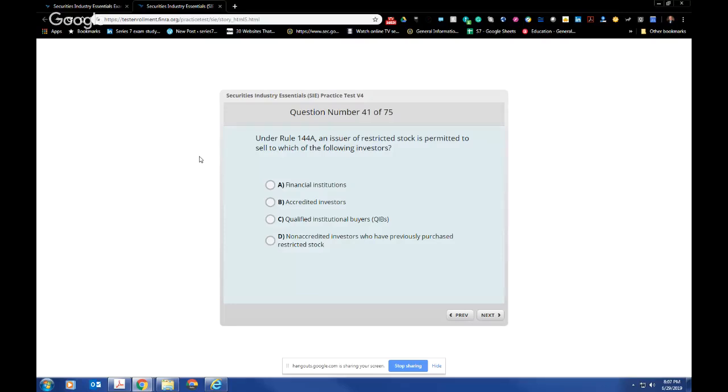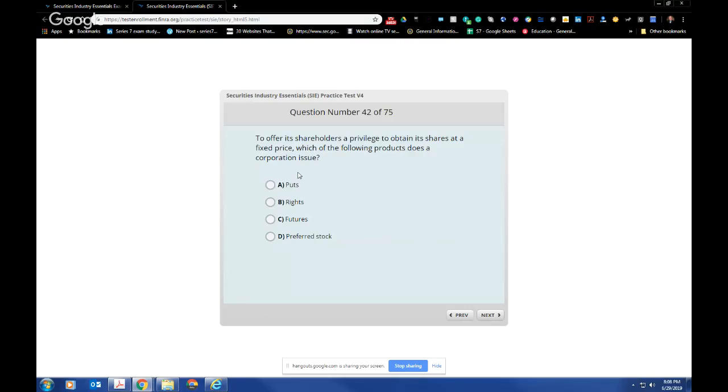Under 144A, an issuer of restricted stock is permitted to sell to which of the following investors? Institutions, and maybe accredited, no. QIBs, boom. 144A is about QIBs. Just remember that under 144A, you can sell to QIBs. Qualified institutional buyers, institutions that manage over 100 million.